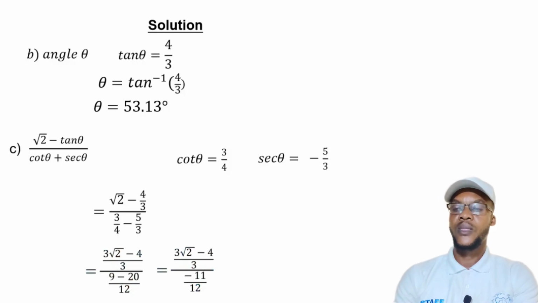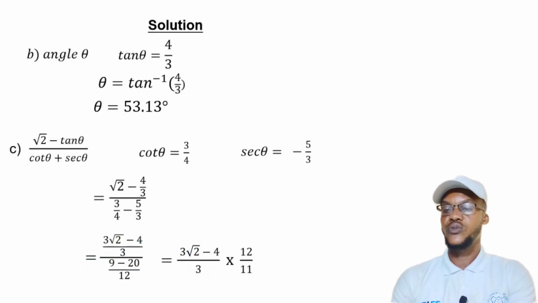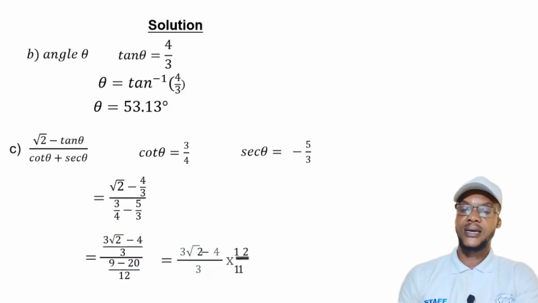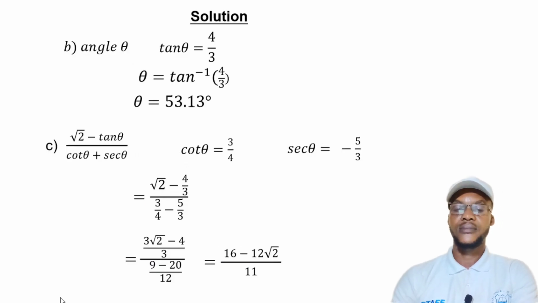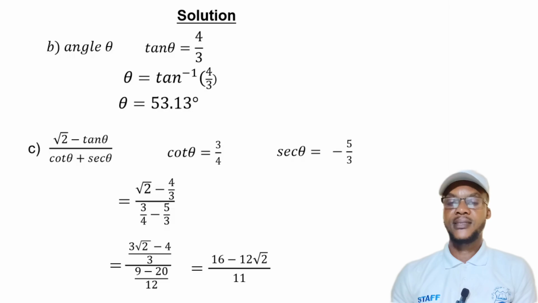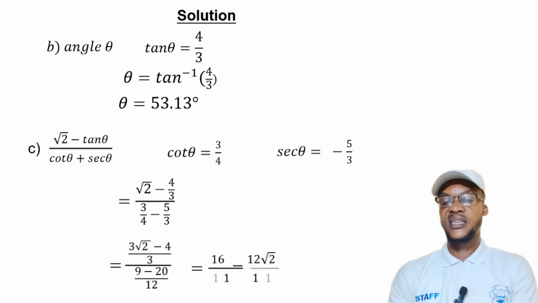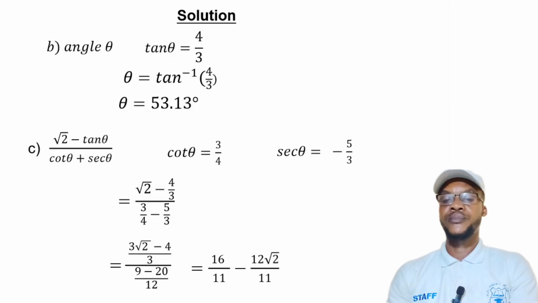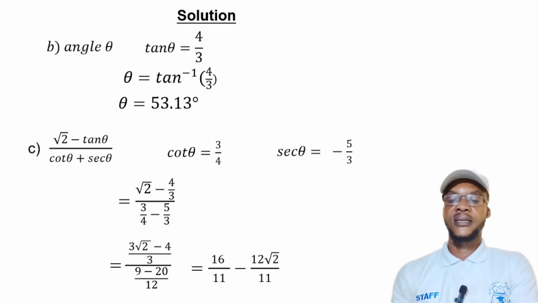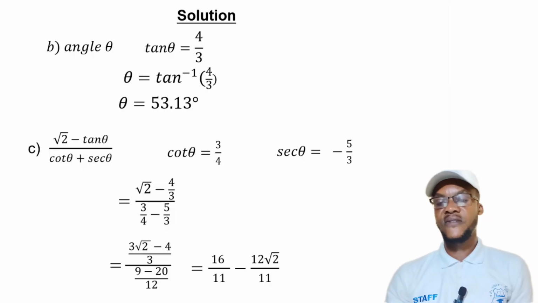Okay, and that's going to give you this as our answer. All right. So we get our answer as 60 minus 12 root 2, all divided by 11. And we can write it in this form, which is going to be 16 divided by 11 minus 12 root 2 divided by 11. So you see that's very, very easy.